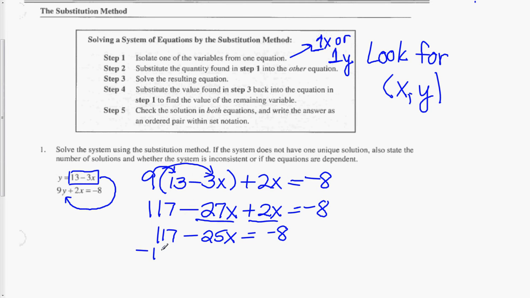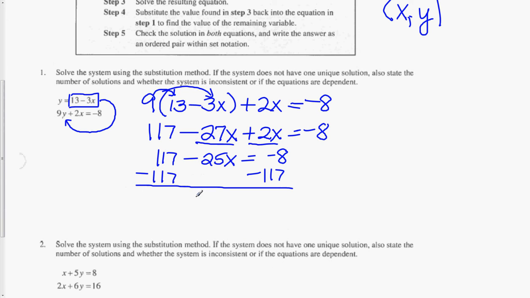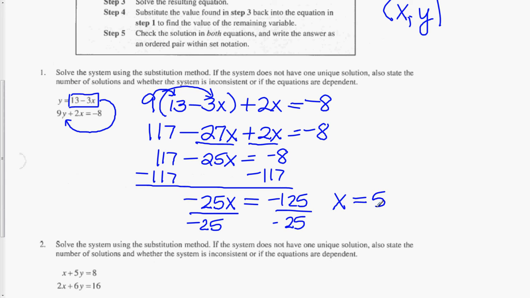Solving for x, so I'm going to subtract 117 from both sides. So that gives me negative 25x equals negative 125 when I add those negatives. Continuing just to solve for x, I'm dividing both sides by negative 25. So that gives me x equals 5. Okay, so I have part of my answer, and I'll write 5 for part of my ordered pair. And so I need to find the y part of my ordered pair.